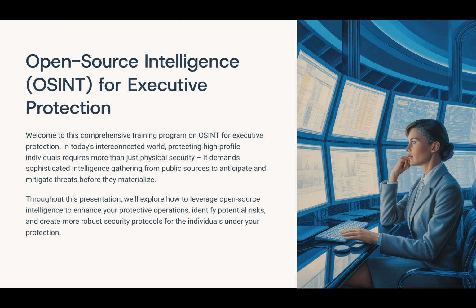Open source intelligence, or OSINT, is now a critical component of executive protection. As high-profile individuals face increasingly complex risks, the role of the executive protection professional has evolved. It's no longer sufficient to focus solely on physical threats. The ability to gather and analyze information from publicly available sources like news outlets, social media, and government records can be the decisive factor in identifying and mitigating risks early.